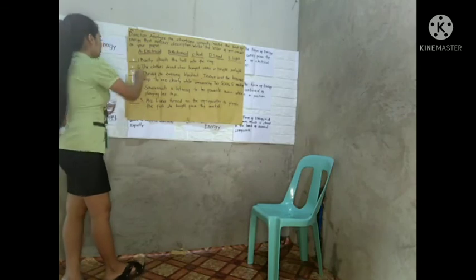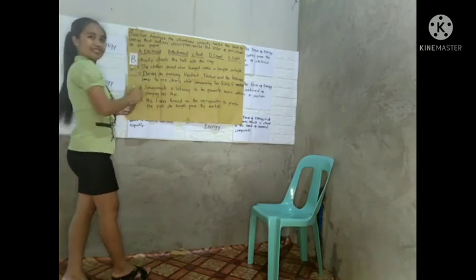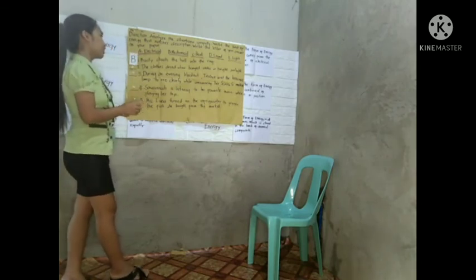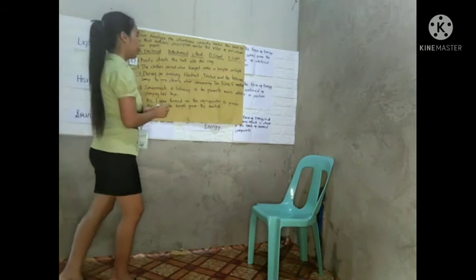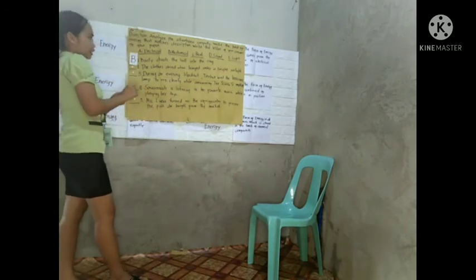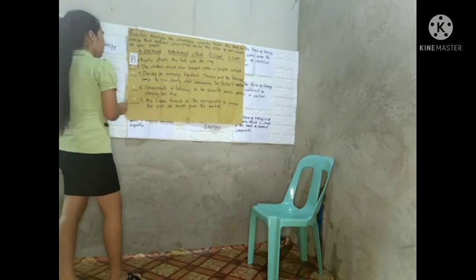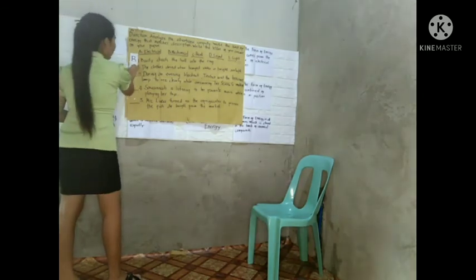Energy. That is correct. Number 2. The clothes dried when hung under bright sunlight. If your answer is C, heat energy, that is correct.